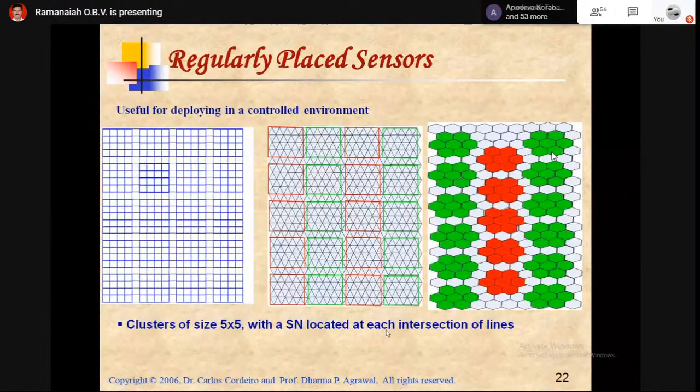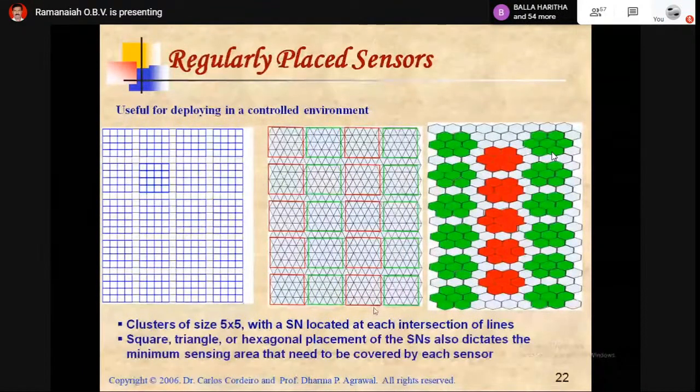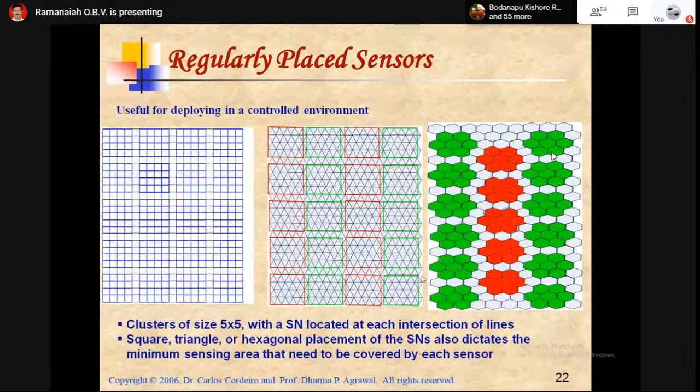A sensor node is located in each intersection of lines. Same is the case here. 1, 2, right? 3, 4, 5. Right, so you can count, and you can see it can be a square, triangular, hexagonal placement. Sensor nodes also dictate the minimum sensing area that needs to be covered by each sensor, right? What is the advantage of regular placement here?